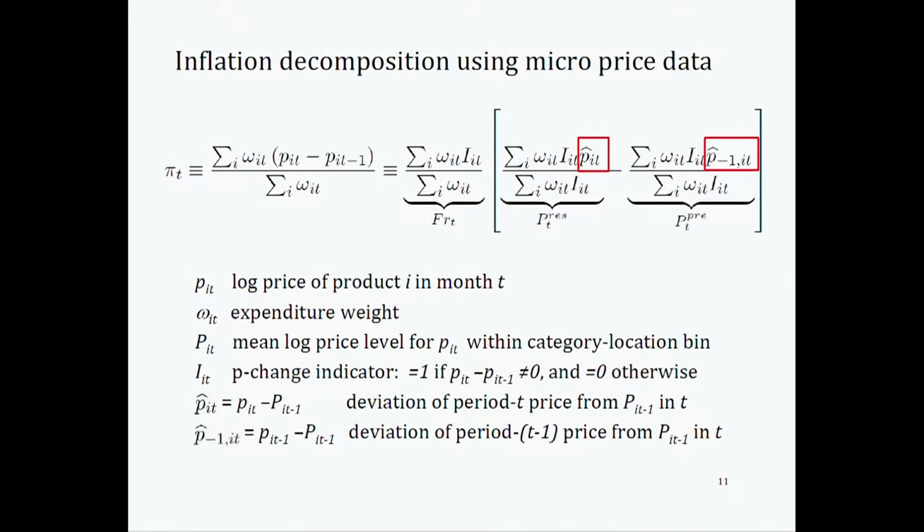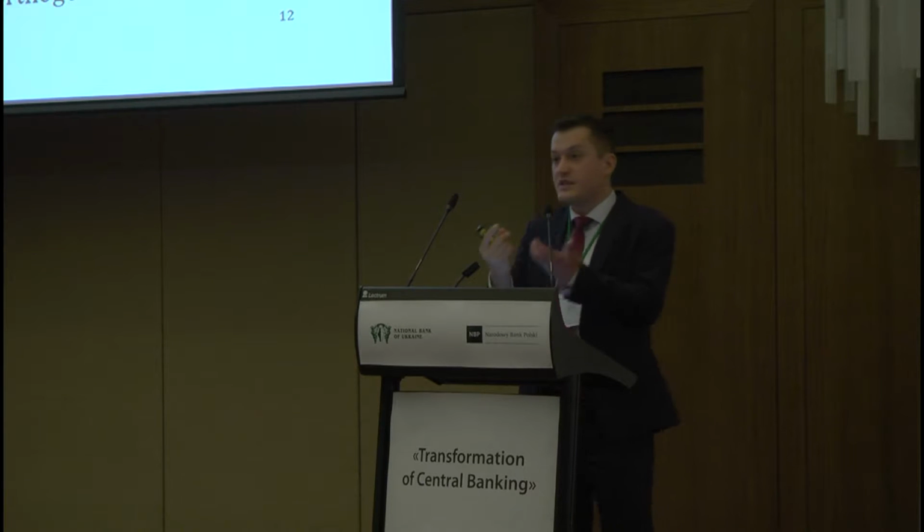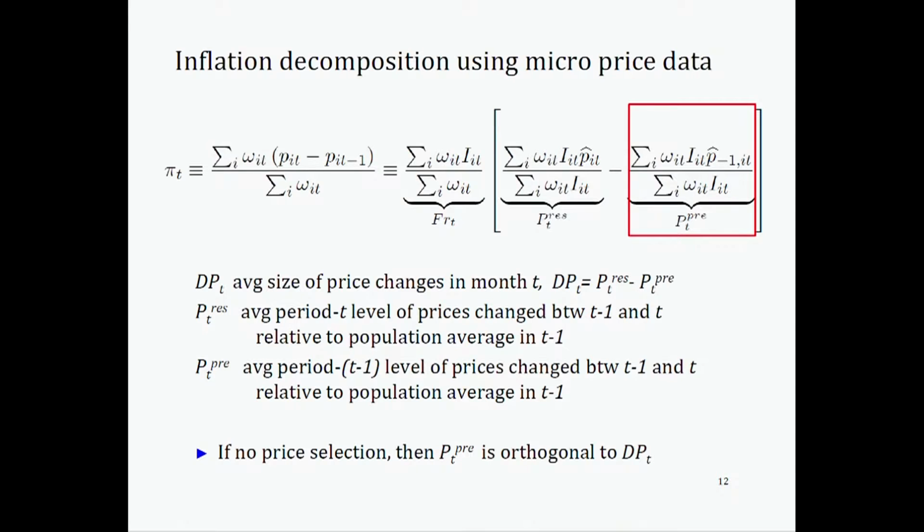Okay? So what we end up with here is that inflation is the product of the fraction of price changes and the average size of them. And the average size is the difference between what we call the reset price level, the average price level of new prices, minus the preset price level, the starting level of adjusting prices. If you go back and remember how I defined price selection, it's really where the average level of those prices that change is relative to some kind of average. And that's the last one, the preset price level. So it makes it very clear what we mean by price selection. It's summarized by movements in the preset price level.